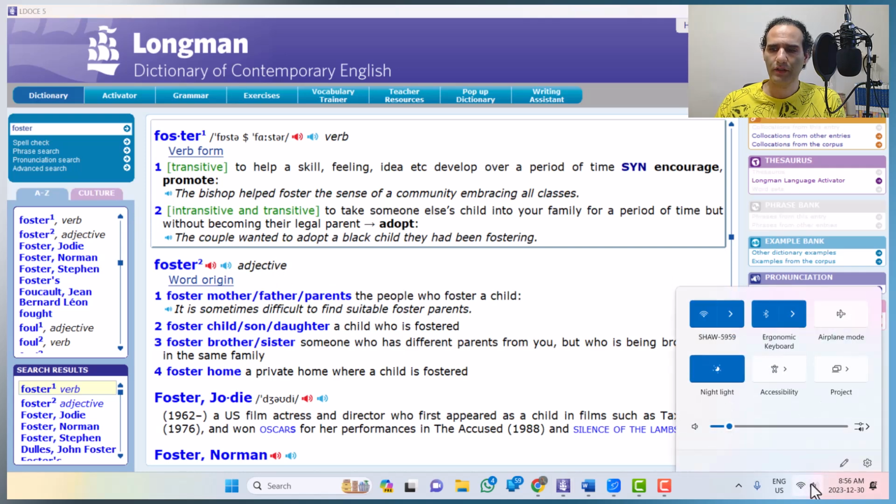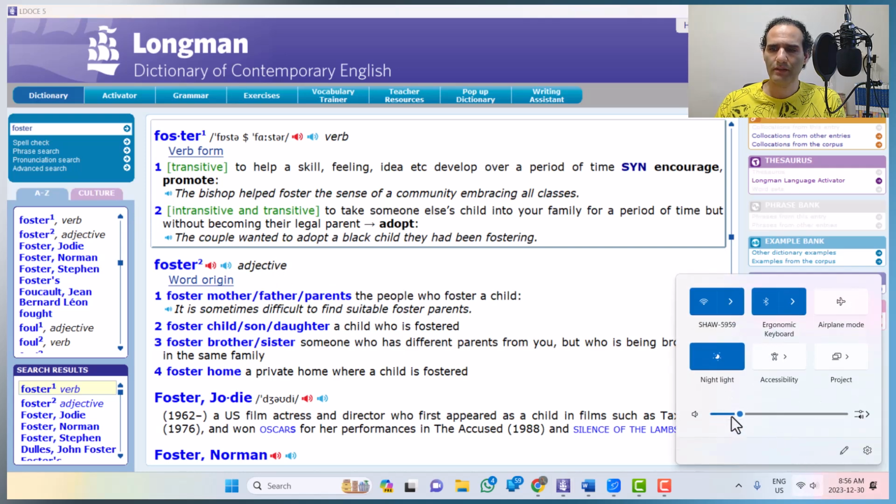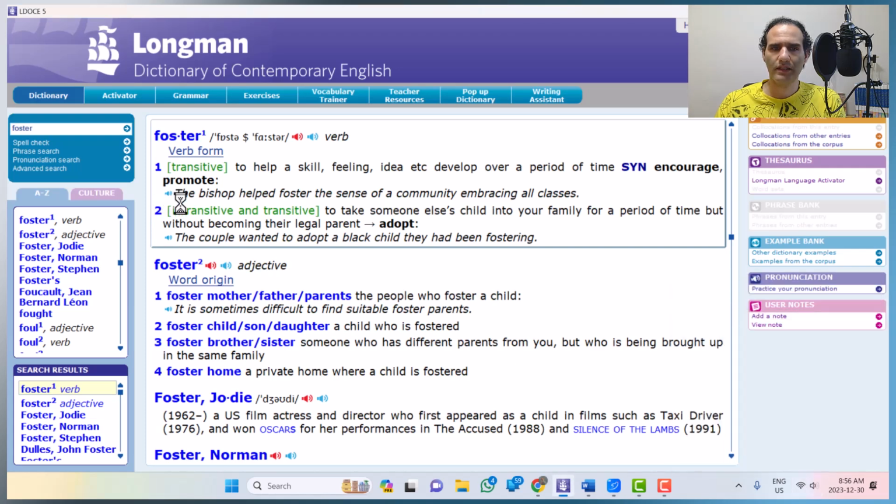Very good. I don't know if you heard it well or not. One more time. The bishop helped foster the sense of a community embracing all classes. Very beautiful. Foster a sense of a community. Or the couple wanted to adopt a black child they had been fostering. This is another meaning of foster, meaning adopt a child. But foster means to develop.